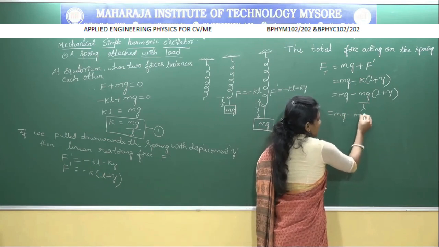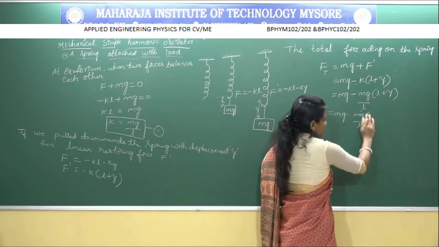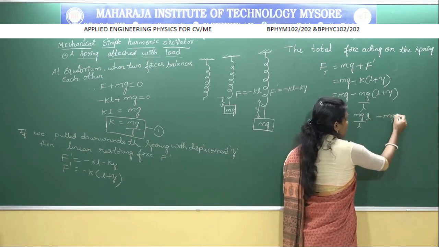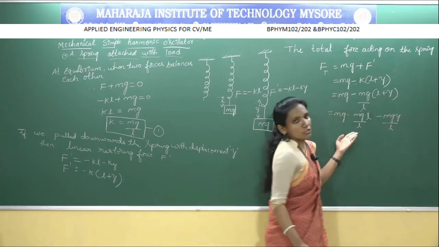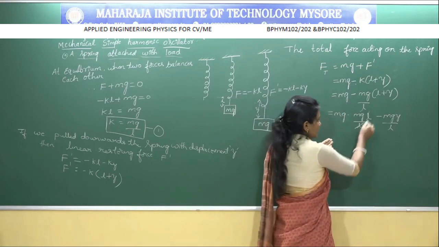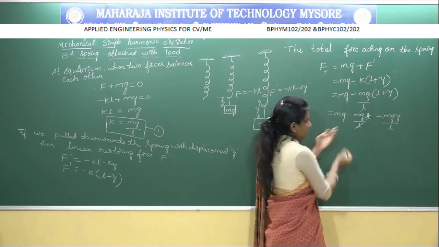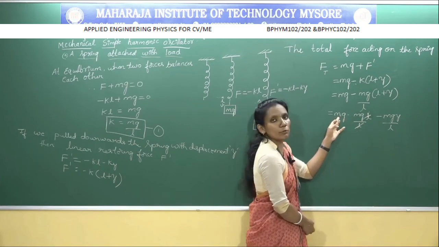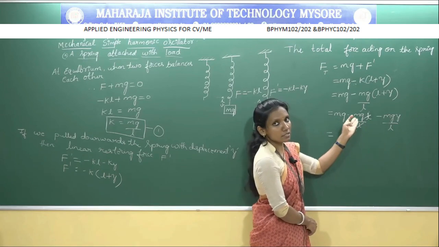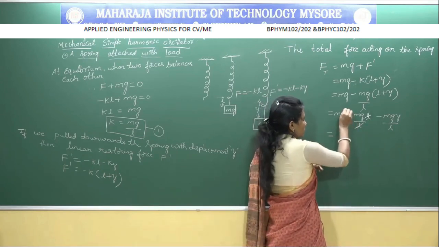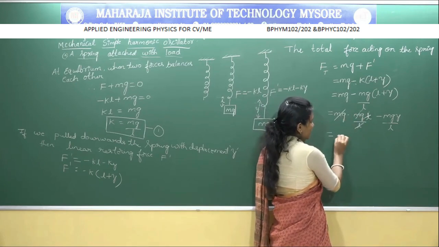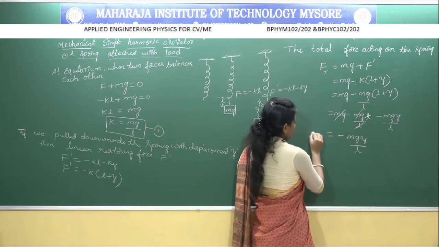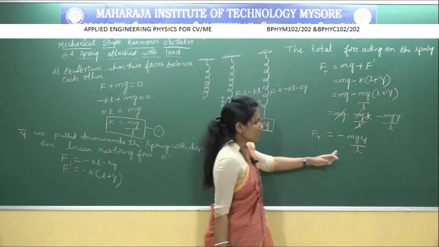mg minus mg by L into L, so minus mg by L into y. So here L will get cancelled. When the L gets cancelled, the first term is positive mg and the second term is minus mg, so then this also will get cancelled. So what is the remaining term we are getting here? Minus mgy by L. So this is the total force acting on the spring.